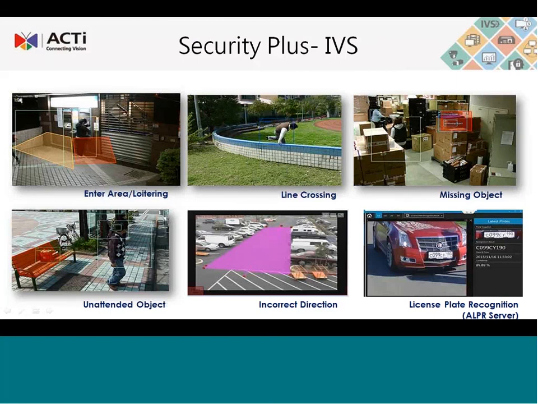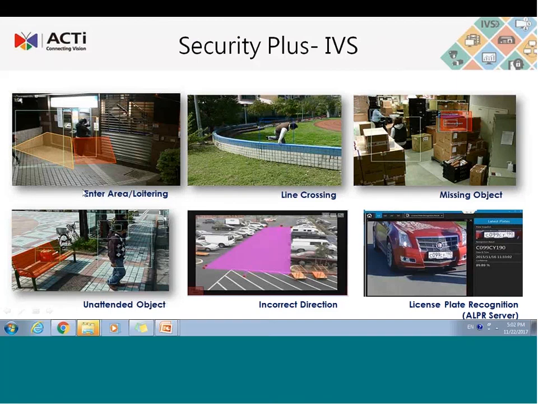So here is Security Plus, which we call IVS, and here you can see the different algorithms, from intrusion and loitering detection to line crossing, which you can use for things like school fences, and also missing object. Missing object you can use in projects like museums where the end user is concerned about the property and would like to prevent loss. You can consider using the missing object algorithm, and also unattended object and incorrect direction in traffic. And in the last part, we will introduce the AOPR in detail.